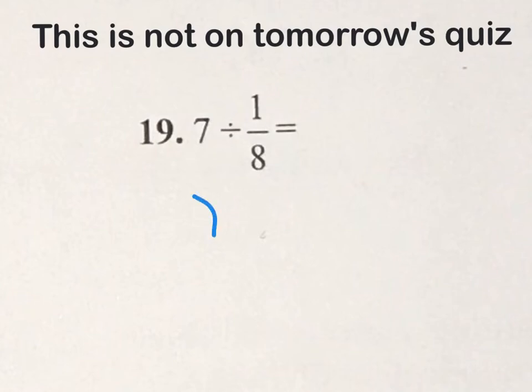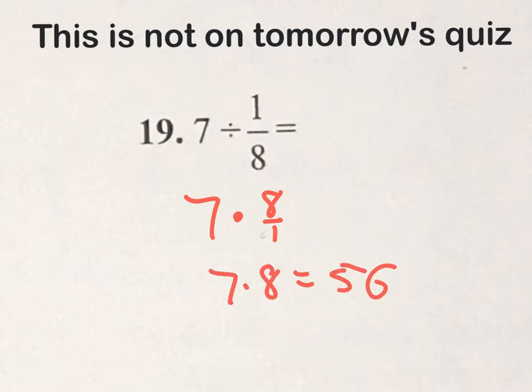The first one, 7, well, that's an ugly 7. Let me erase that. 7 times 8/1. That's really just 7 times 8. That's 56. So it's really easy to divide by a fraction. All you do is change the division to multiplication, and then you flip the second fraction.